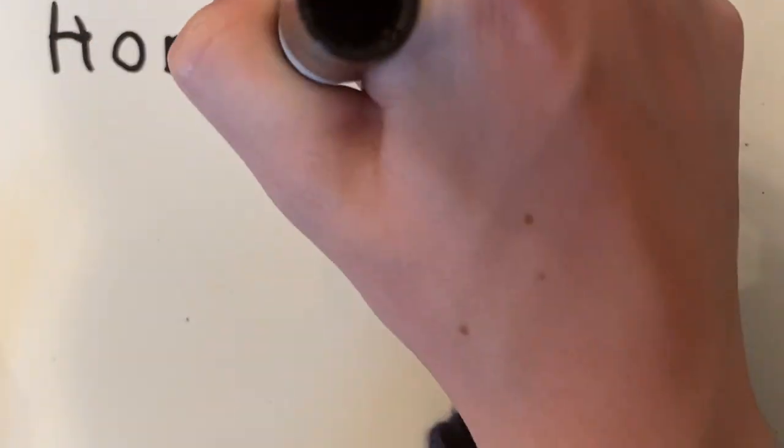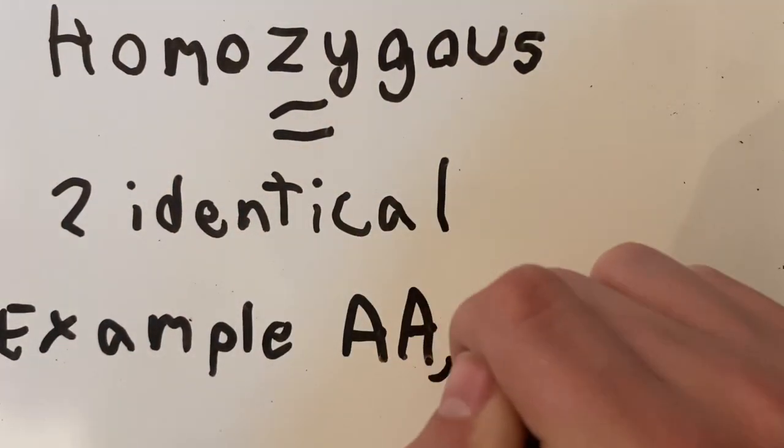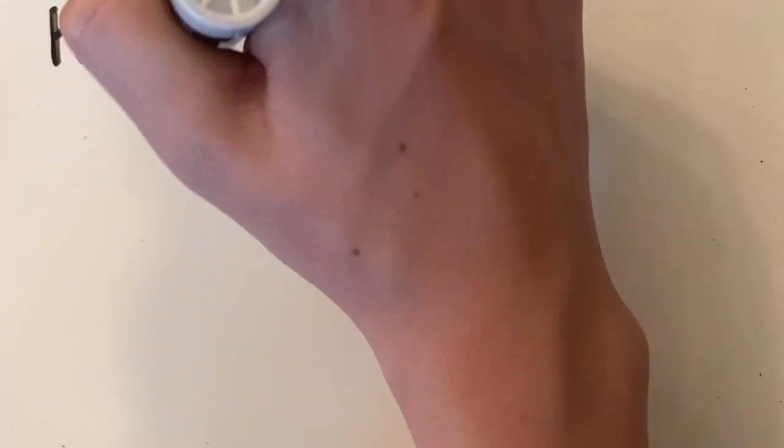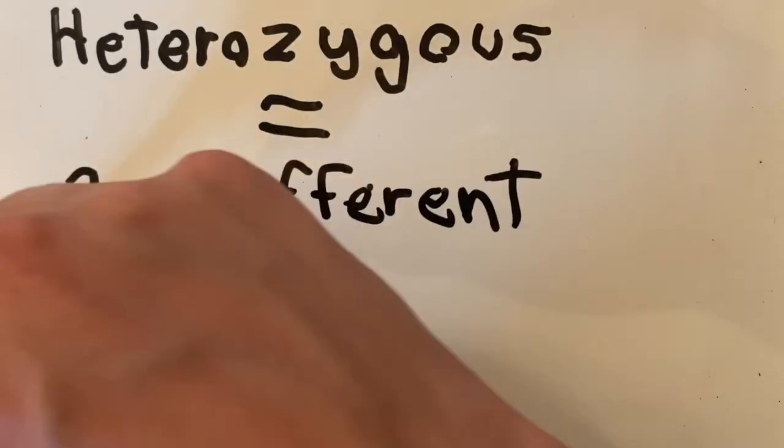When both alleles are identical, this is called homozygous. And when there are two different alleles, it is called heterozygous.